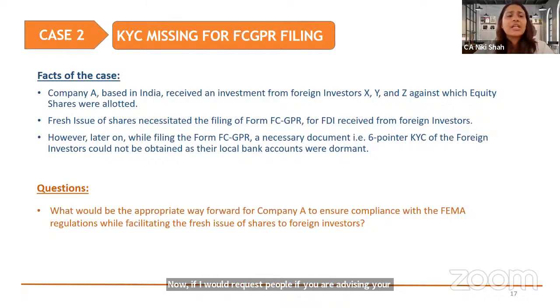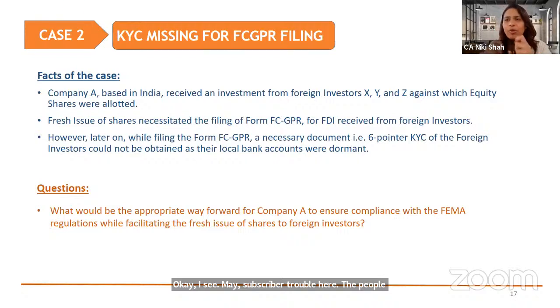What happened here is the company was based in India. It has received an investment from a foreign investor, say XYZ, against which equity shares are allotted. Now, fresh issue of shares necessitated filing of FCGPR, obviously. However, FCGPR ke liye, you need KYC, and KYC is given by the bank. Now, KYC mein sabse badi trouble ye hoti hai ki people don't know the behind story ki KYC generate kaise hota hai.